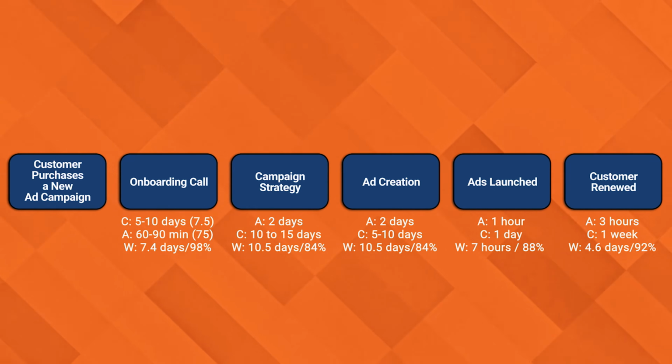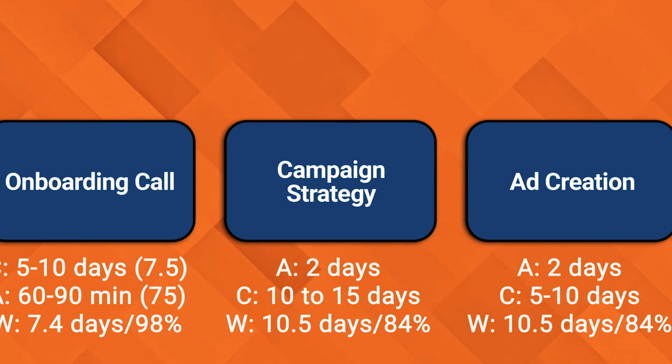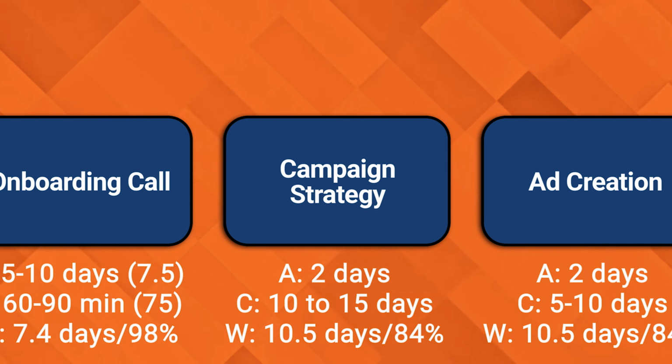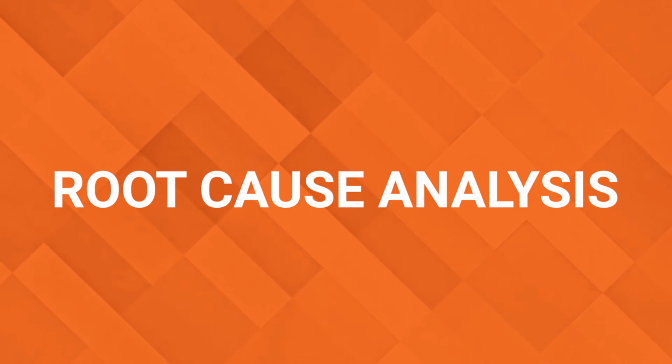Let's go back to the marketing company example and look at the onboarding call and campaign strategy processes. We can see that the campaign strategy takes 12.5 calendar days, but only 2 working days to create. So we need to understand what's happening and why it's happening. And that means doing some root cause analysis. In root cause analysis, you start with a problem that you want to investigate and simply ask why that thing is happening. Then you do it again and again until you get to an answer.